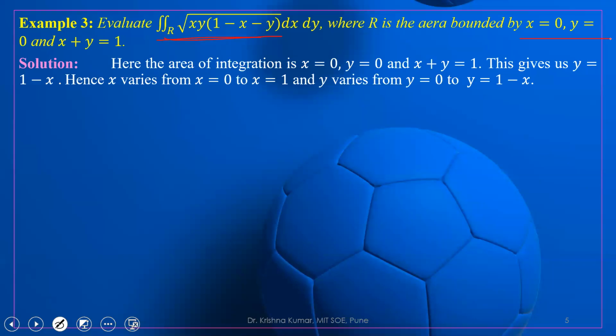The minimum values of x and y are 0, and x and y are related by x plus y equal to 1. So now if we draw this, x equal to 0 means this is the y axis. This is y equal to 0. This is x equal to 0.